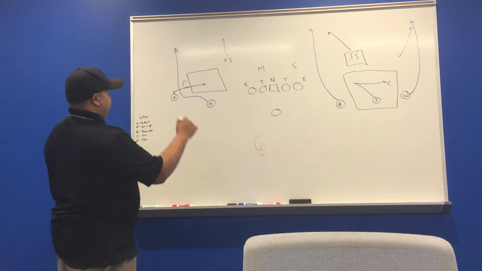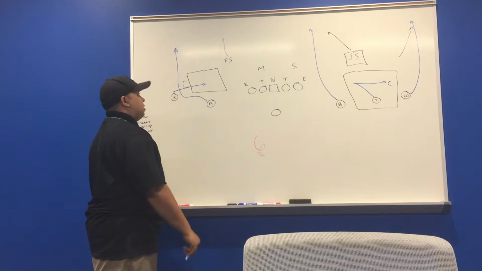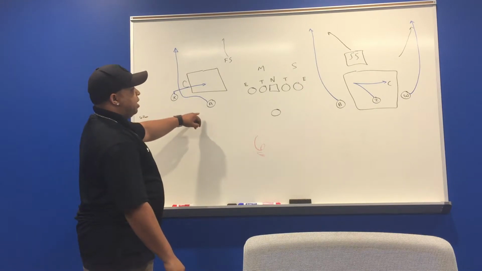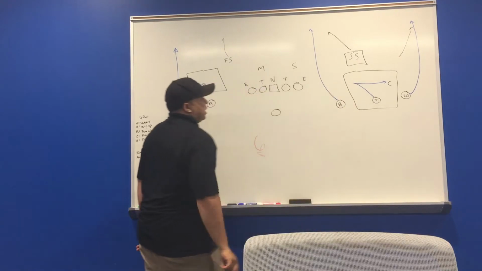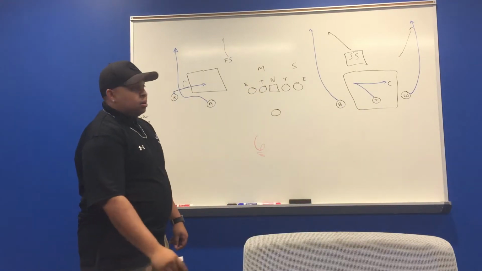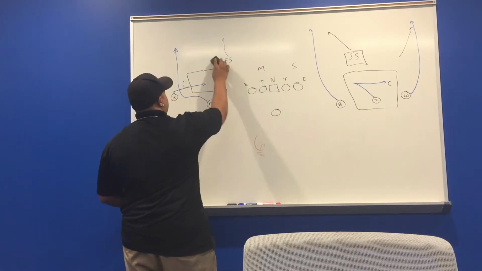But you can see how we have two simple reads on each side of the field when it comes to the pass game. Okay, we're reading numbers. Here we're 2-on-2. Here we're 3-on-2. Again, we like those odds. Okay, we like that. All right, now let's say, for example, what happens?